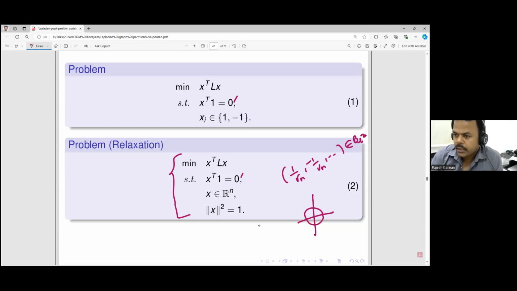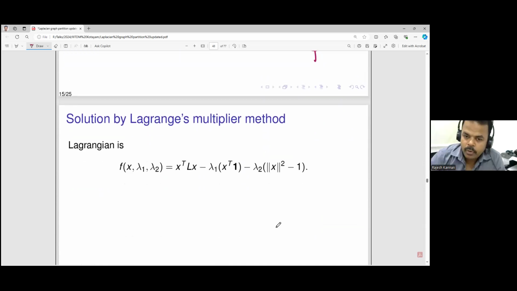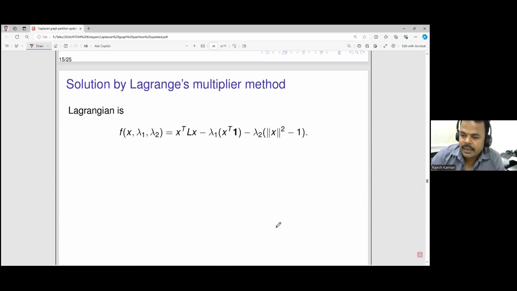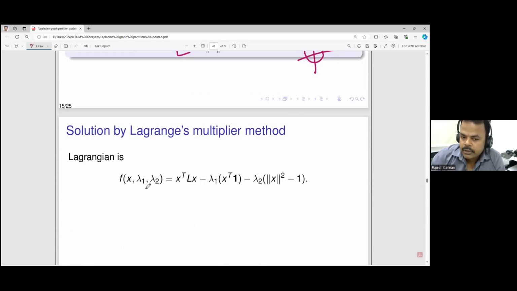It is in multivariable calculus, when you are teaching BTech or BSc, MSc students. Lagrangian method of multipliers. Yes, Lagrange's multiplier. So I'm going to solve this problem using the Lagrange multiplier method. First you have to form your Lagrangian. This is your Lagrangian.